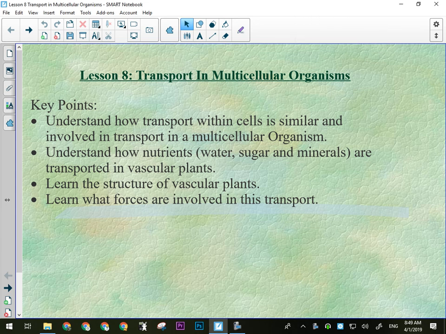All right, so what we're going to look at today is how does a plant transport materials? Water in particular, because that's kind of the most obvious one, but we also need to look at the other materials that a plant needs to transport. Other than water, what else does a plant need to transport? Exactly, it's got to transport sugar.